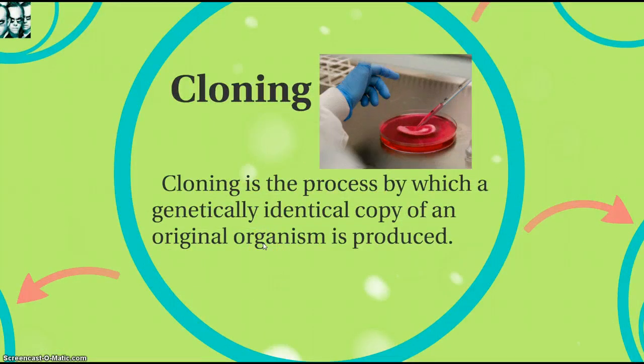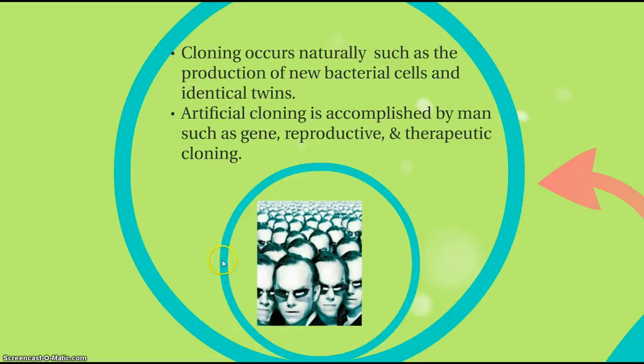Cloning is the process by which a genetically identical copy of an original organism is produced. It can occur naturally, of course, as in bacteria, and creating identical twins. Artificial cloning is done by scientists, such as gene cloning, reproductive cloning, and therapeutic cloning. We'll talk about those three later.